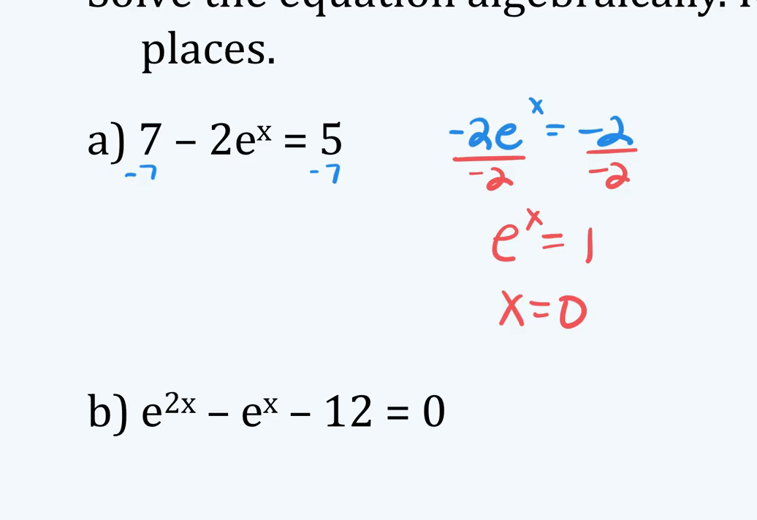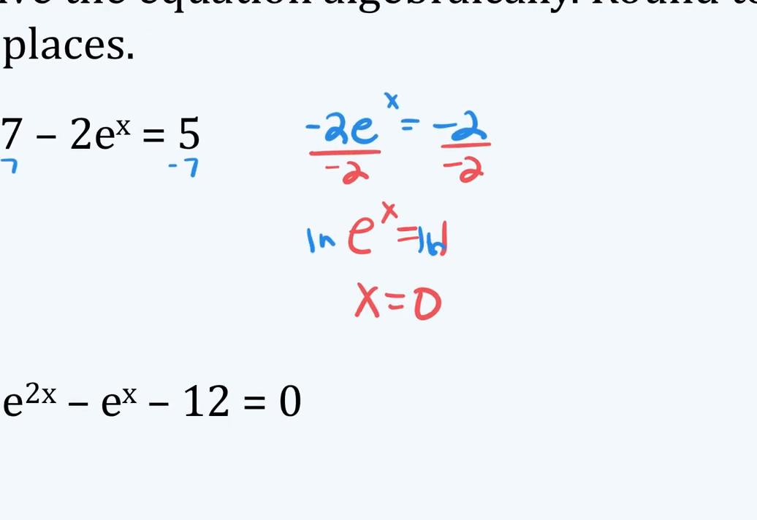If I ln both sides, I'm going to get ln of e to the x, so x equals ln of 1. And if you type ln 1 in your calculator, it's going to give you 0. But this is another scenario in which you don't need a calculator, because if the result of an exponential function is 1, it means the exponent had to be 0. So a special case in which you wouldn't need a calculator, but you also can't do one-to-one.